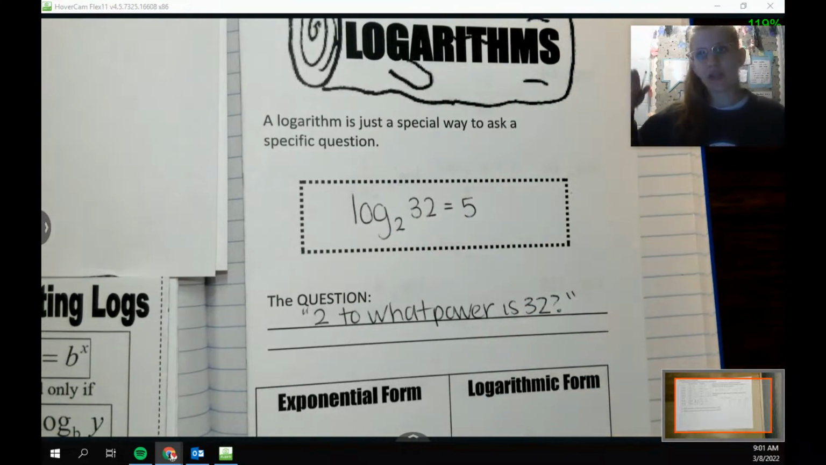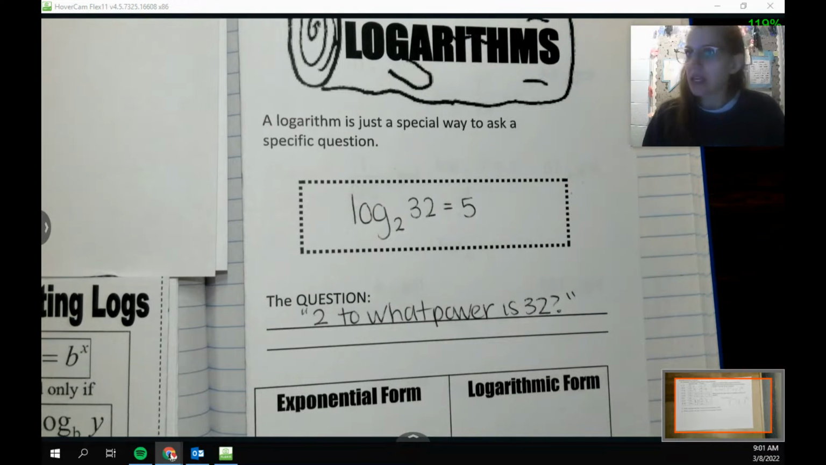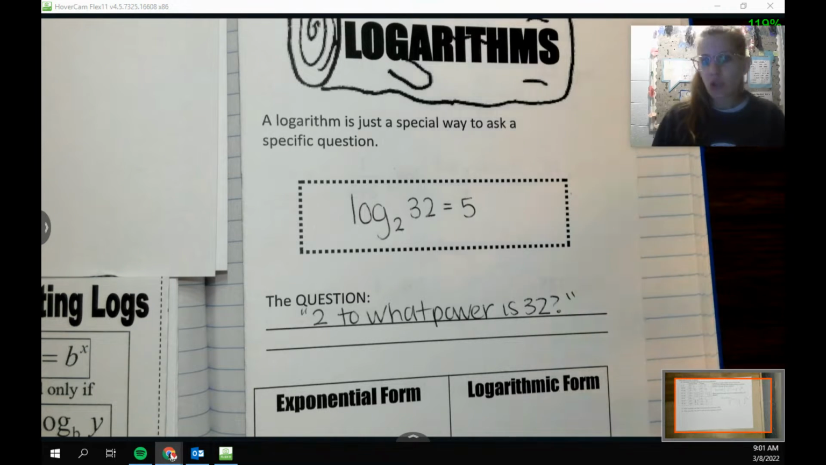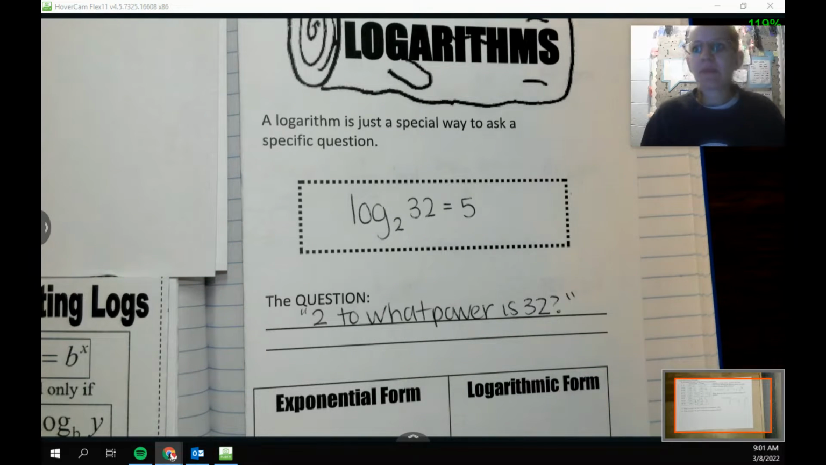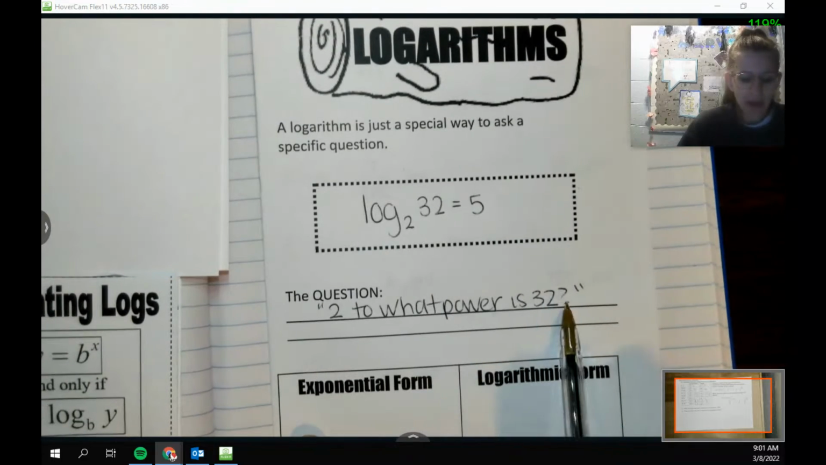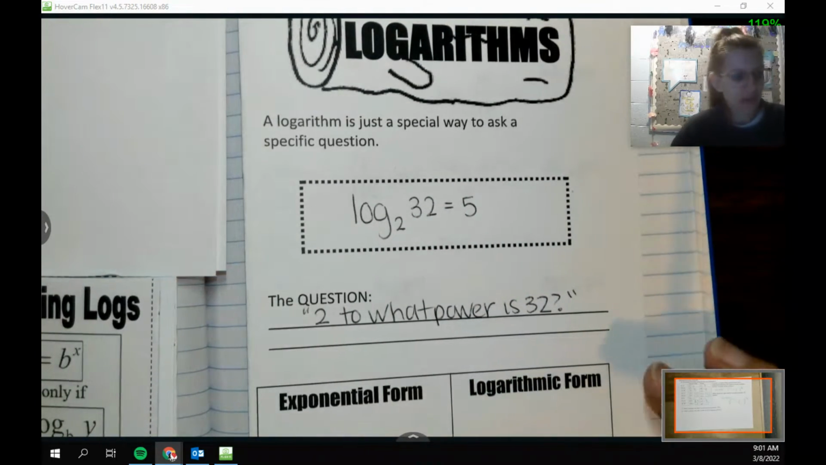So logarithm is just a shortcut to say "to what power is." I don't want to have to keep saying that over and over again. So they just went with logarithm on that. Don't know why. Could have picked something cuter. It's fine. Logarithm sounds scary. It's not. So we're just doing 2 to what power is 32. And I'm pretty sure 2 to the 5th power is 32.